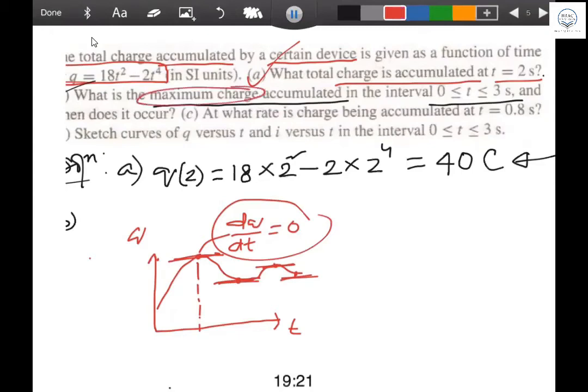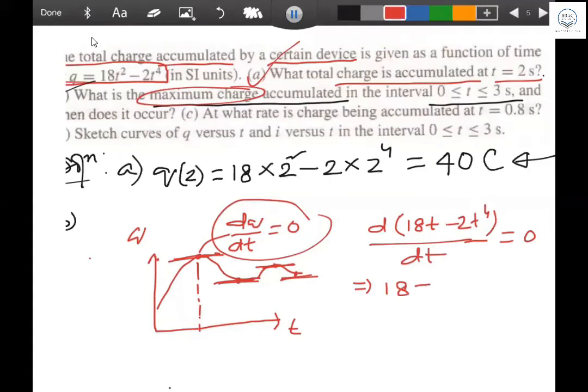So you can easily find it from here, that dq by dt equal to 0 means d(18t minus 2t to the power 4) by dt equal to 0. This can give you the information here. So if you do it, what do you get? It is 18 minus, what is that? 8t cube equal to 0. So from here, you can find what the value of 18t square will be. T square, right?